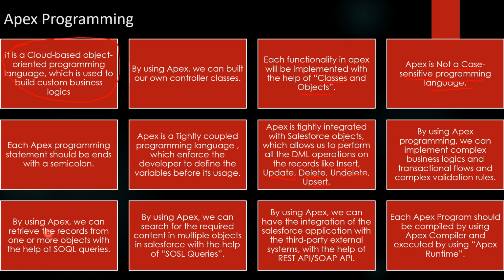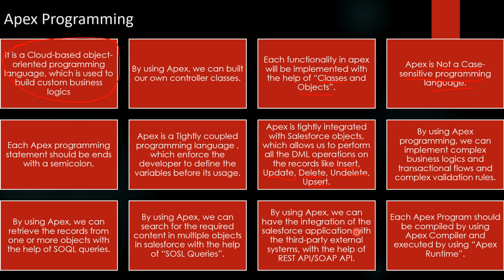By using SOQL, we can retrieve the records. By using Apex, we can retrieve the records from one or more objects. With SOSL, we can search for the required content in multiple objects in Salesforce.